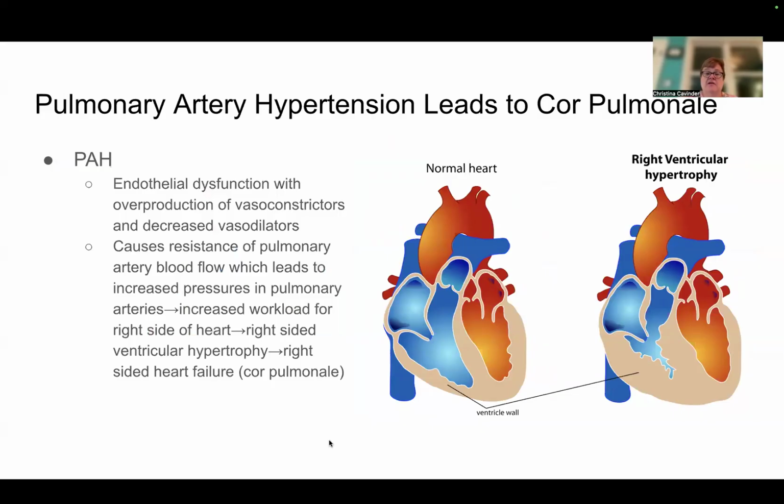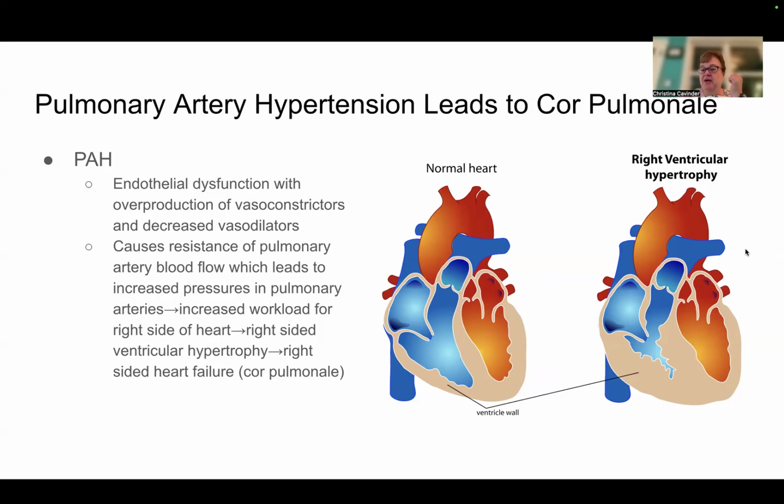The worst thing is if the left side becomes failure and it moves over to the right side, then that's right ventricular hypertrophy, and that leads to cor pulmonale. So that endothelial dysfunction causes an overproduction of vasoconstrictors and decreased vasodilators. And again, that's going to your kidney, right? The kidney is causing that vasoconstriction because it doesn't get good blood flow. And so it causes vasoconstriction to increase your blood pressure. That puts more strain on your heart. So with more strain on your heart, it tries to work harder, but it can't.